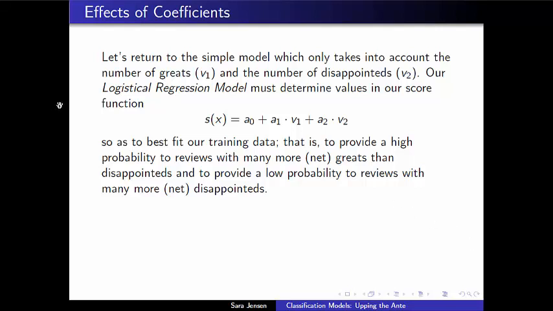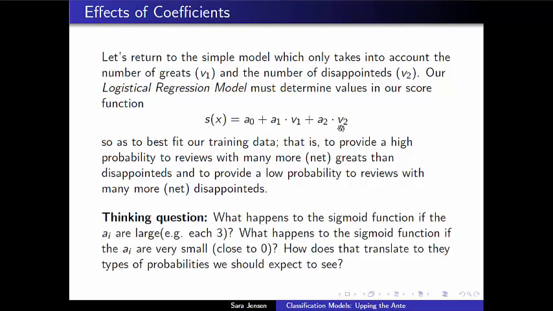This kind of model is often called a logistical regression model, just to get some vocabulary in there for you. And what I'd like us to do as a thinking question is to think about returning to a very simple model. Let's just look at some sort of arbitrary constant, and then we'll have a weight on v sub 1. Let's think about v sub 1 as the number of greats that appear in the review, and let's think of v sub 2 as the number of disappointeds that occur in the review, as we did with our first example, except we'll allow to have these weights a1 and a2 there. And we'll use our sigmoid function to translate scores into probabilities.